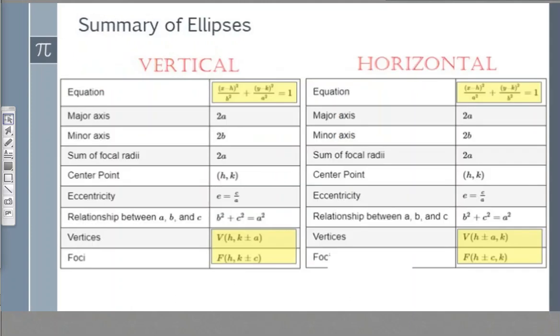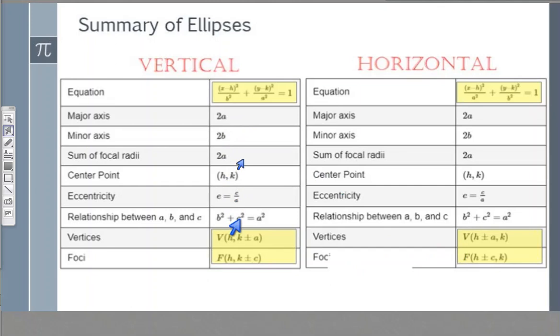Here is just a table that I put together for you to use in your notes. This is everything you need to know about a vertical ellipse and a horizontal ellipse. You're going to notice here that you've got b squared in the denominator, and over here for horizontal, you've got a squared in the denominator. And notice that your vertices and your foci also change. These in the middle are just ways to determine the values of each of those.